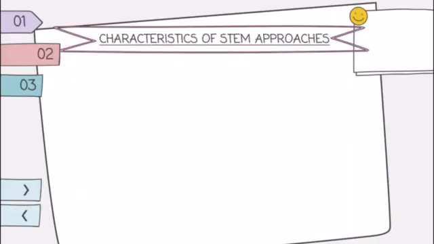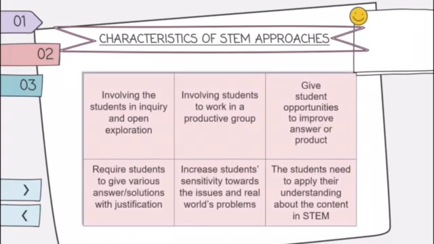Several characteristics of STEM approaches were identified to guide teachers in implementing STEM in school. The characteristics are involving the students in inquiry and open exploration, involving students to work in a productive group, giving students opportunities to improve their answer or product, requiring students to give various answers or solutions with justification, and increasing students' sensitivity towards the issues and real-world problems.